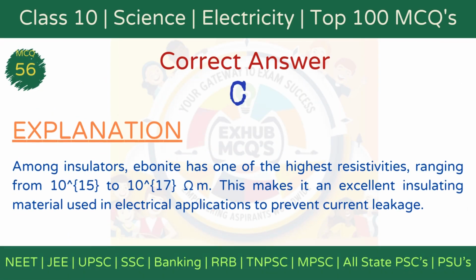The correct answer is option C, ebonite. Explanation. Ebonite has very high resistivity, ranging from 10 to the 15 to 10 to the 17 ohm meter. This makes it an excellent insulating material, commonly used to prevent current leakage in electrical applications.